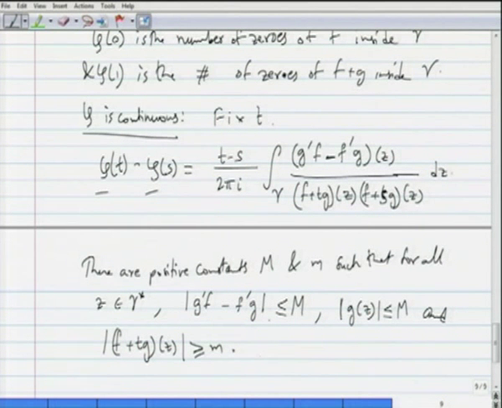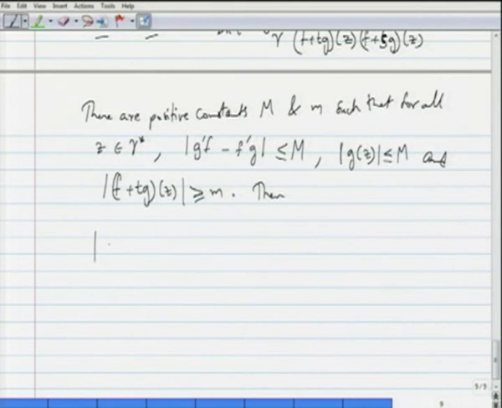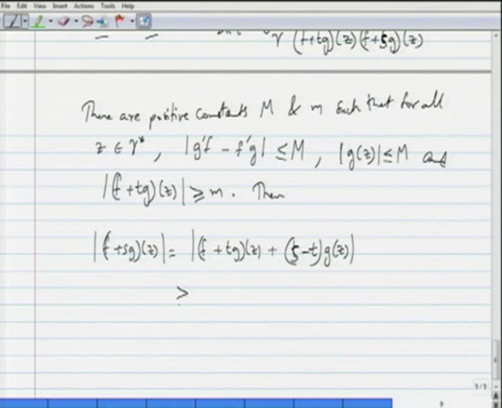Okay. So, then by once again a form of the triangle inequality, the modulus of f plus s g of z, which is equal to the modulus of f plus t g of z plus (s minus t) g of z, is greater than or equal to the modulus of f plus t g of z minus the modulus of s minus t times the modulus of g of z, by the triangle inequality.